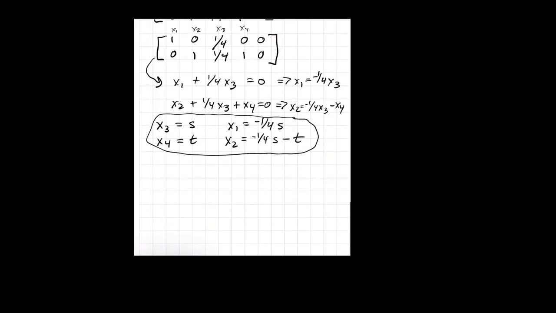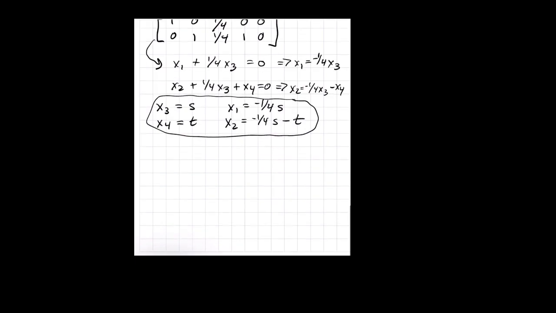So how would we write that? How would we write this in vector form as a basis? So here we want to get it in our form of x1, x2, x3, x4. If we're going to put this in our vector coordinate form, you could write it like this using our parameters. We got negative 1/4 s. We've got negative 1/4 s minus t. We've got s and we've got a t.